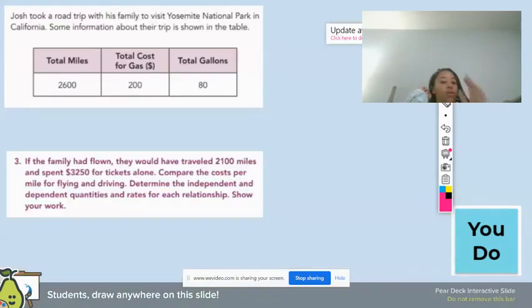Okay, so here we're going to be working with this. If a family had flown, they would have traveled 2,100 miles and spent $3,250 on tickets alone. Compare the cost per mile for flying and driving to determine the independent and dependent quantities.